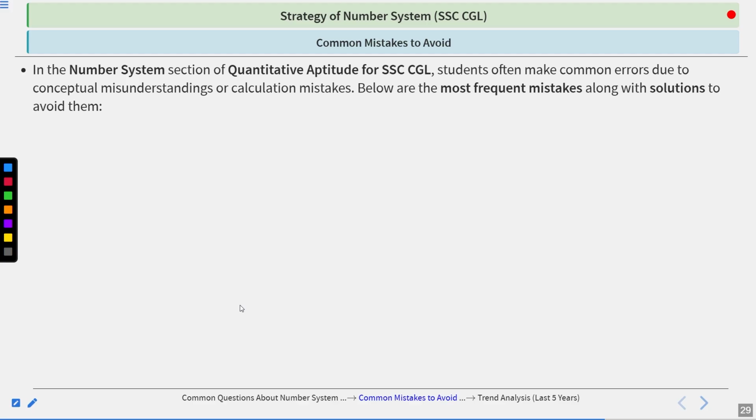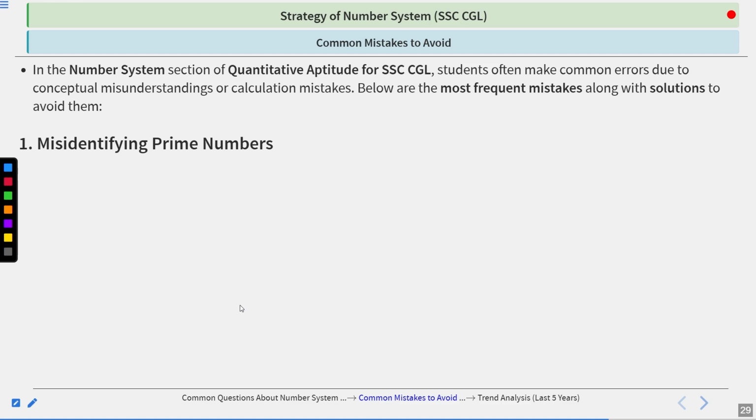Now the common mistakes you should avoid in the exam. In the number system section of quantitative aptitude for SSC CGL, students often make common errors due to conceptual misunderstanding or calculation mistakes. Below are the most frequent mistakes along with the solutions to avoid them.